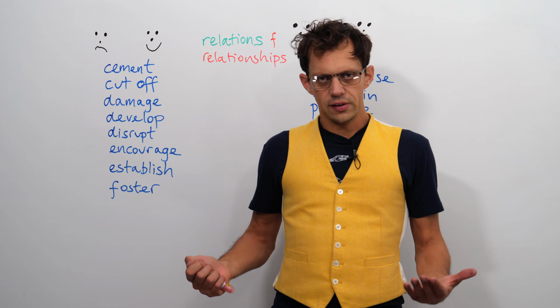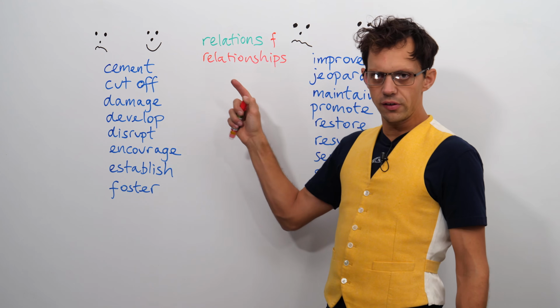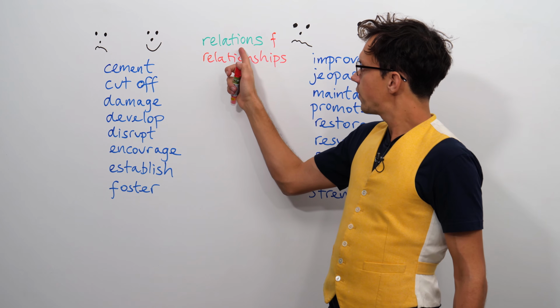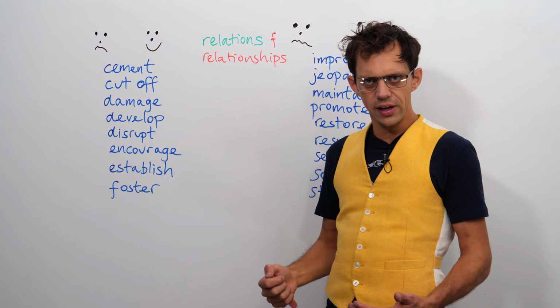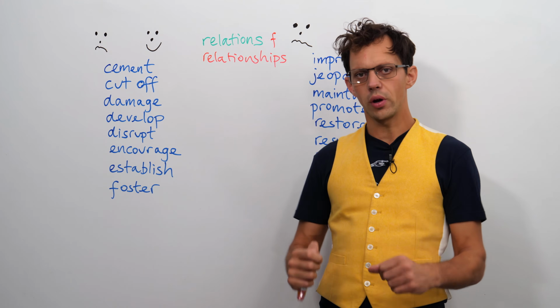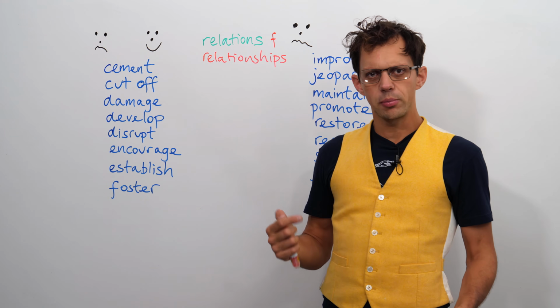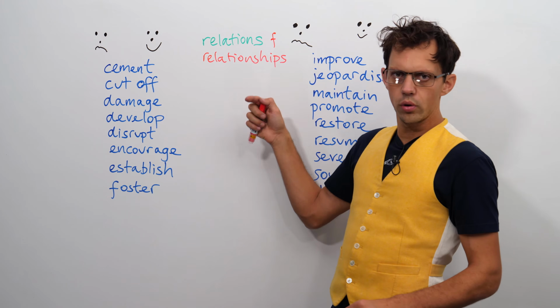Before we start doing that, I need you to understand the difference between relations and relationships. We use the word relations in a formal context. For example, the relations between two countries, whereas relationships describes the connection between different people and is more informal.